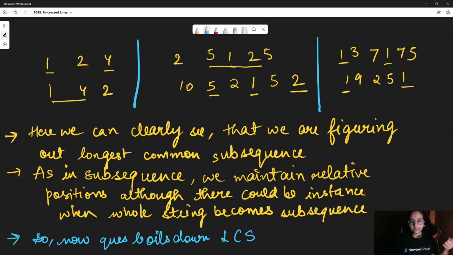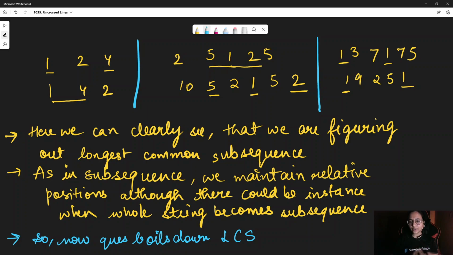Again in this one we check: here you can see 5, 1, 2, 5, and then 5, then 1, then 2. These contribute to the longest common subsequence. And in the other example, 1, 3, 7, 1, 7, 5, you can clearly see that 1, 1 are matching, then 3 is nowhere there, then 7 is nowhere there, 9 and 2 are nowhere there, but then 1 is matching with this one. So here you will be returning 2 as the answer.